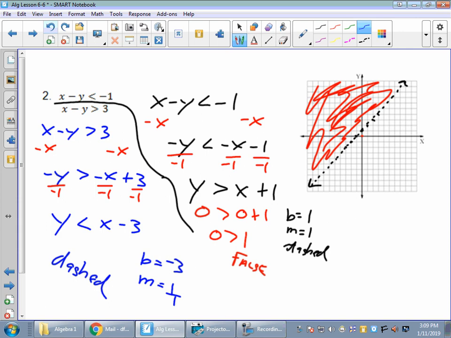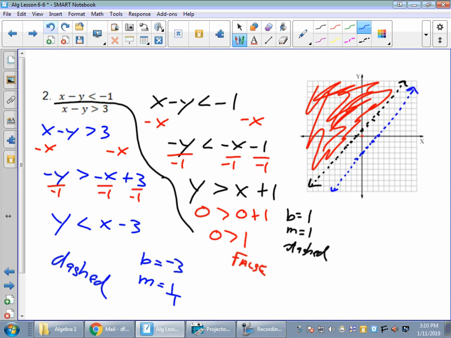So I start with that negative 3: 1, 2, 3. On my y-intercept, that's my b value. And my slope is up 1 over 1, up 1 over 1. And you may have noticed that these are parallel lines because they have the same slope. So you can see they're never going to cross.